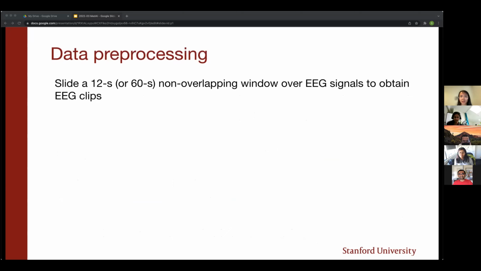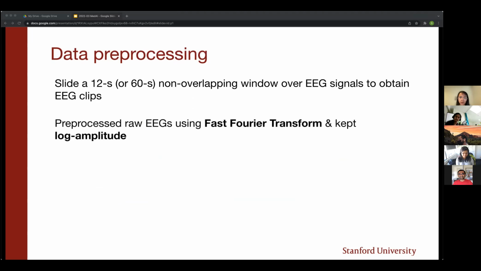For preprocessing, we slide a 12-second or 60-second non-overlapping window over the long EEG signals to obtain EEG clips. We also transform the raw EEG signals using the fast Fourier transform and only keep the log amplitude of the positive frequency components. This preprocessing method has been pretty commonly used in prior studies as well.